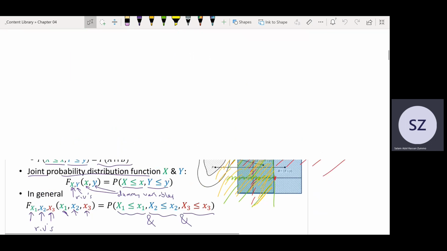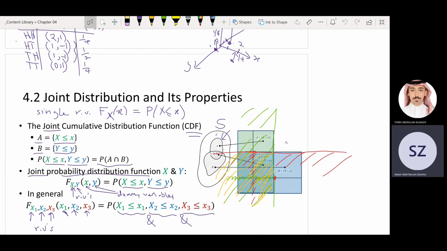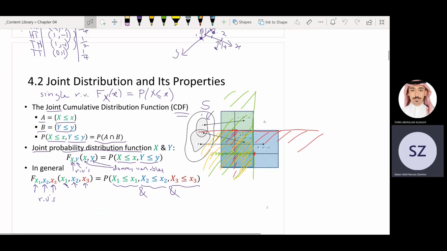And we said that multiple random variables are needed in many situations where we describe certain phenomena using more than one variable. And we gave an example. Then we started talking about how to mathematically describe these two variables. We said that we have the joint distribution and the joint density function.